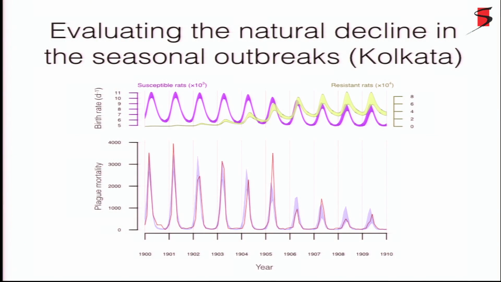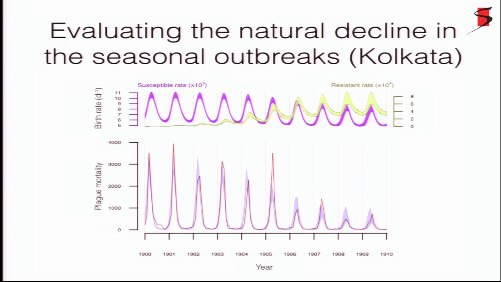So we evaluated the natural decline in seasonal outbreaks in Kolkata as well. Again, this was after doing everything else. We just ran it on Kolkata, and it fits very beautifully. You see the susceptible rats and the resistant rats evolving in Kolkata as well. By the way, there are reasons for the differential rates at which the resistance might arise, which is that probably the resistance arises as much from rats moving from one city to another as from de novo evolution of anything.